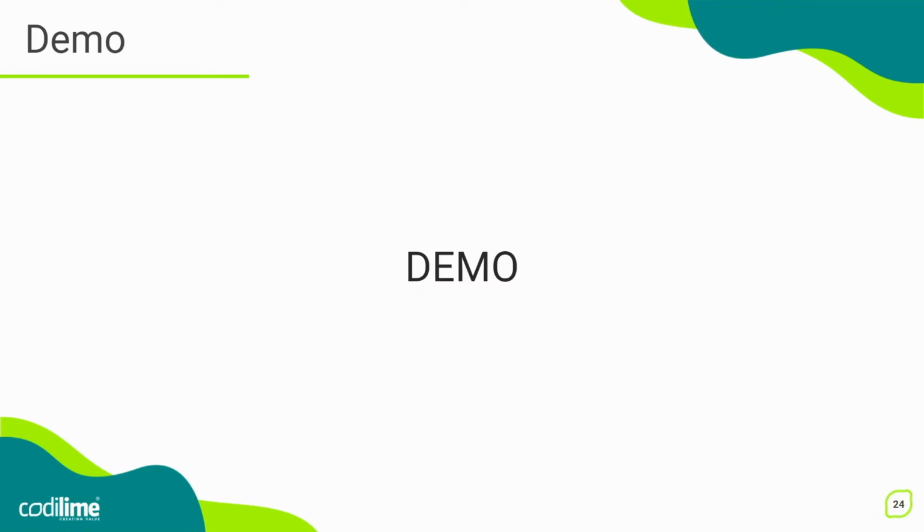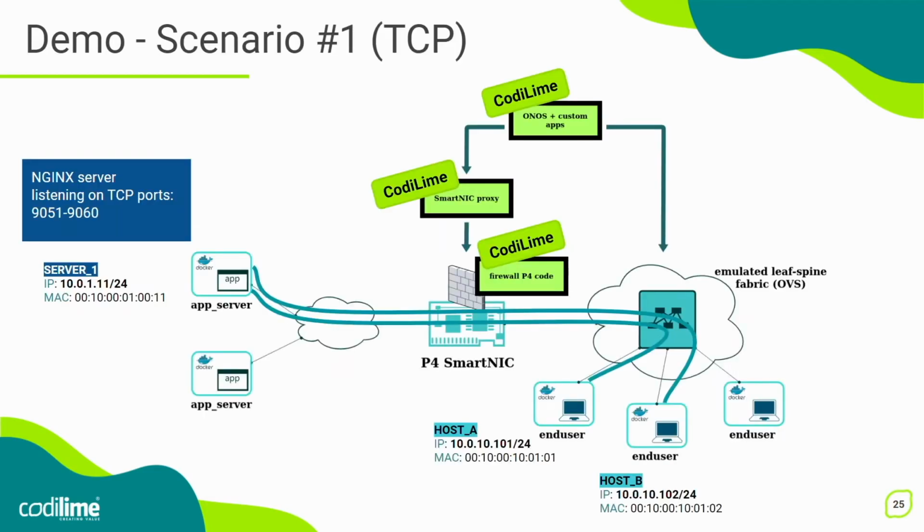Now let's take a look at a very brief demonstration of our solution. We would like to show you two example scenarios of how the firewall application can be used within ONOS. We have two very short videos prepared for this purpose. The first one is about inserting some TCP-related rules to the firewall deployed on the SmartNIC.